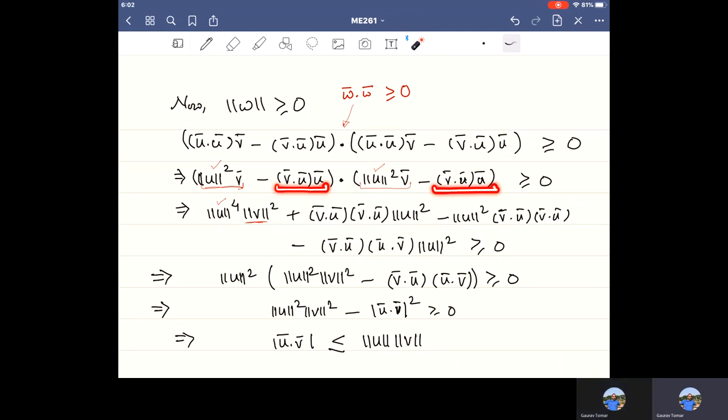Correct? Now let's look at the second term, taking the inner product of this part and this part. Minus minus becomes plus, v dot u comes from here, and another v dot u comes from there, and you get u dot u as the norm of u square. Now for the third term, let's look at this term dotted with this term. Here you get norm of u square coming from here.